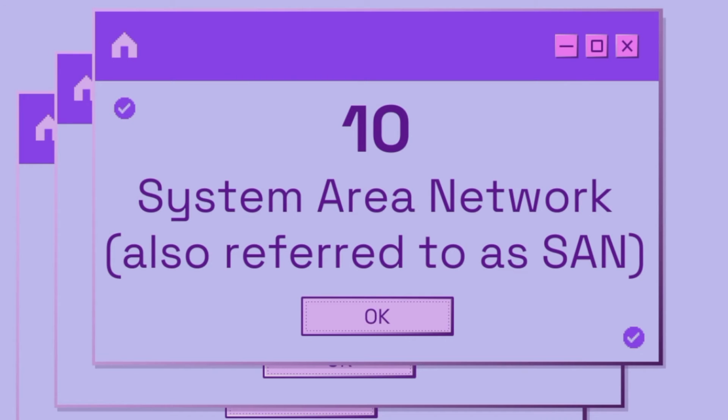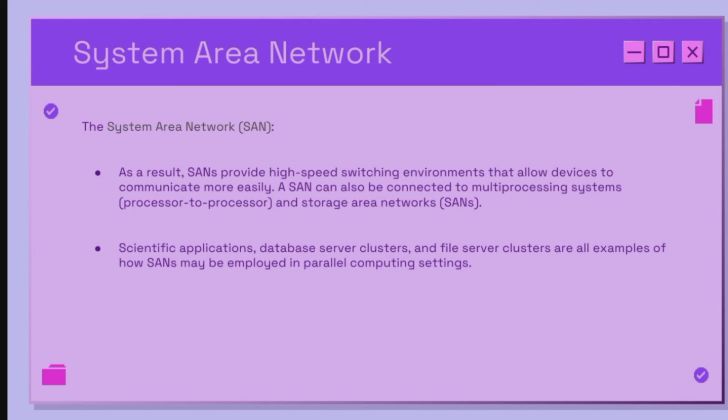Number 10 is System Area Network. A system area network is a network setup that allows nodes in a cluster to communicate with one another. It means to deliver high bandwidth with a low latency in a high-performance computing environment by eliminating numerous copies of data and giving users immediate network access. As a result, SANs provide a high-speed switching environment that allows devices to communicate more easily.